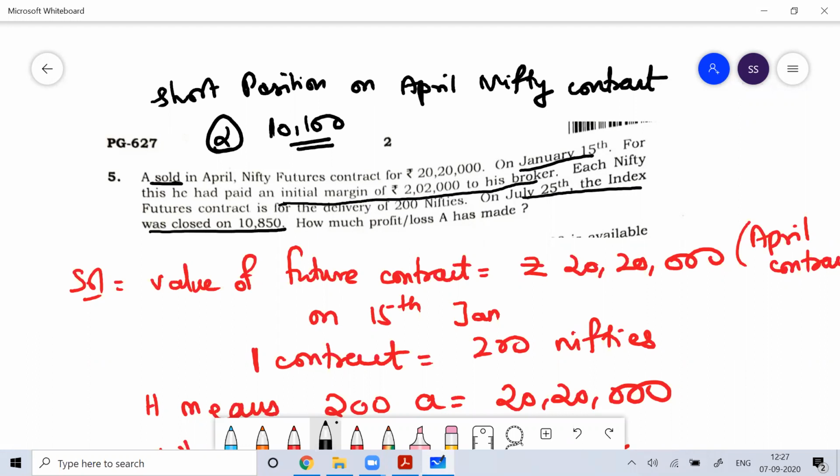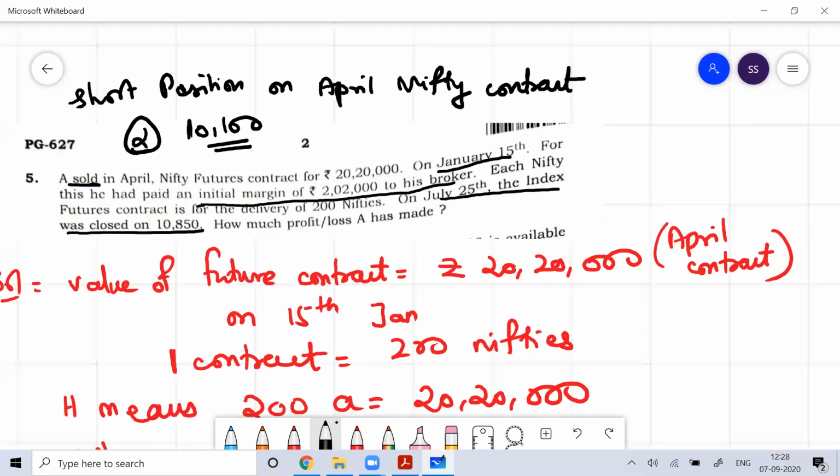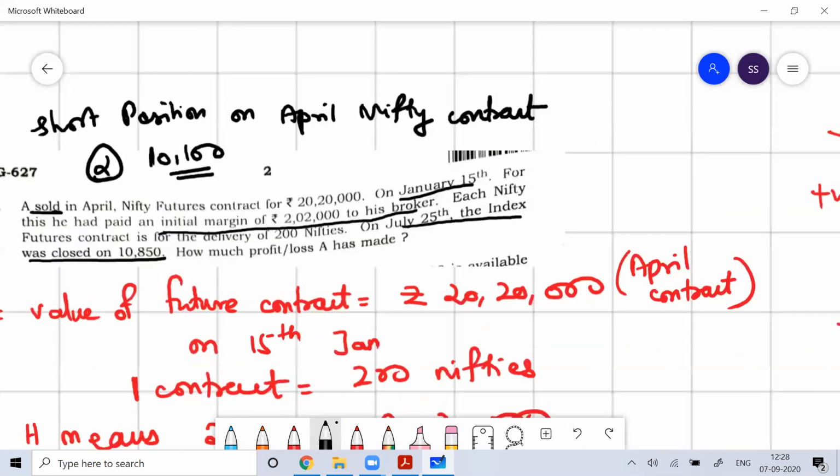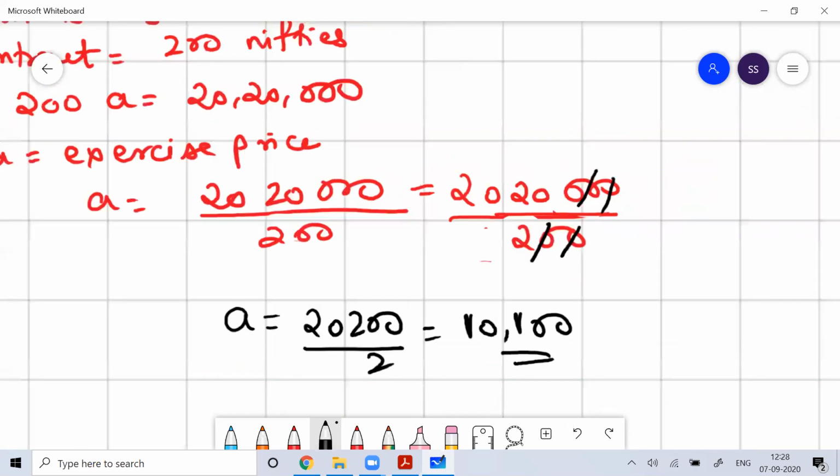So maybe this person was concerned about July volatility on Nifty, but he cannot take a July contract. So he has taken first the April contract, and then he rolled the hedge forward to July. Now in July, I'm assuming that things remain the same, because we don't have any data for the April to July contract. So on July, the index closed at 10,850. So you understand, he shorted at 10,100.